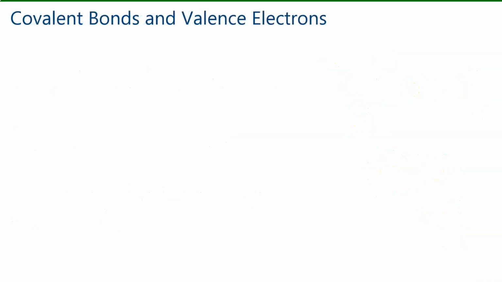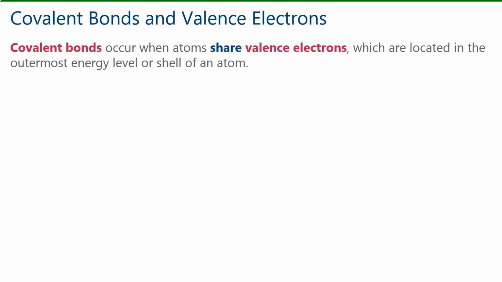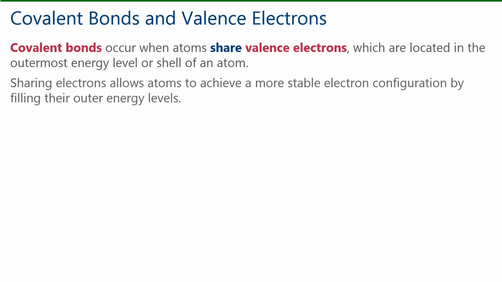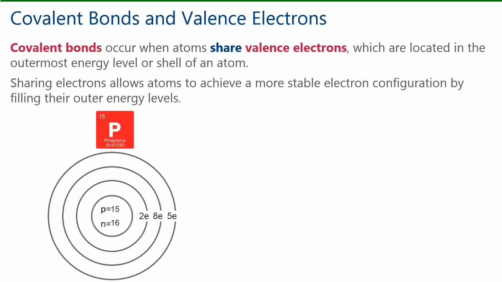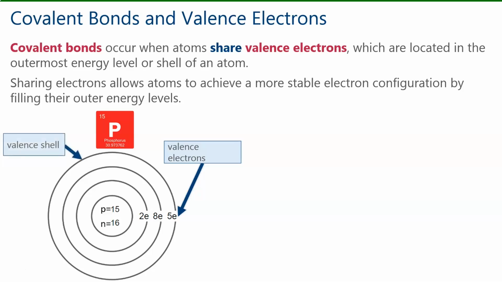Next, let's talk about covalent bonds and valence electrons. Covalent bonds occur when atoms share valence electrons, which are located in the outermost energy level or shell of an atom. Sharing electrons allows atoms to achieve a more stable electron configuration by filling their outer energy levels, or valence shells. Let's look at phosphorus. How many valence electrons does phosphorus have? If you said 5, you're right. The valence electrons are found in the outermost shell called the valence shell.